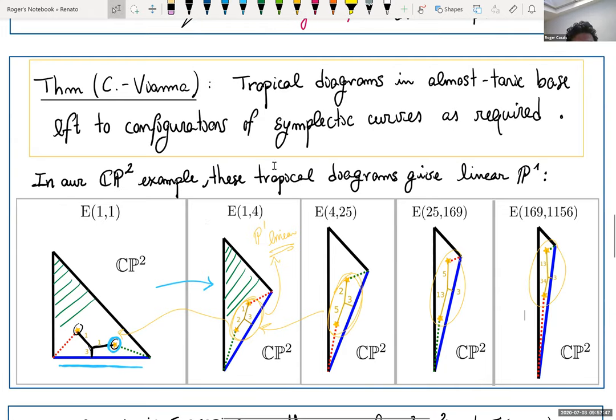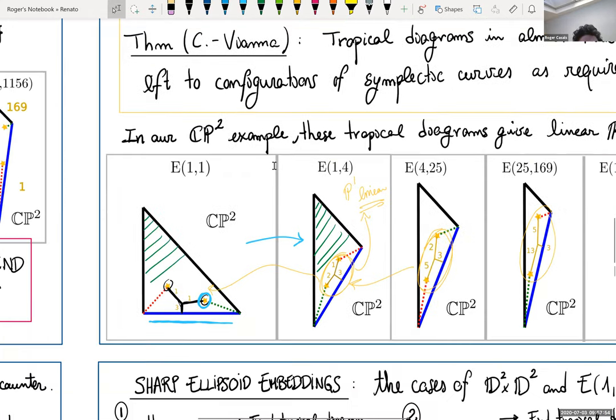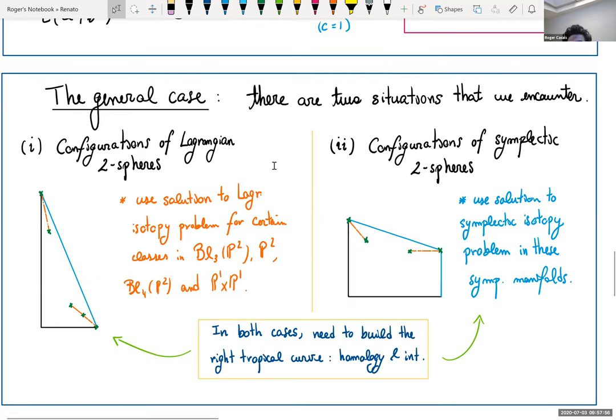Oh, so in the last 2 minutes, let me explain what happens in the general case, because things get really funky, but it's a lot of fun. So the general case has two phenomena that CP2 does not have. The first thing is you do encounter Lagrangian spheres. So this is a Lagrangian sphere. This is two Lagrangian spheres.